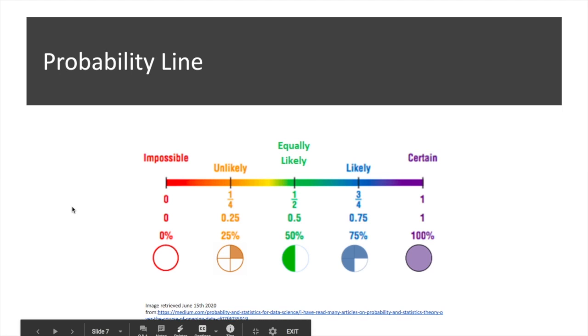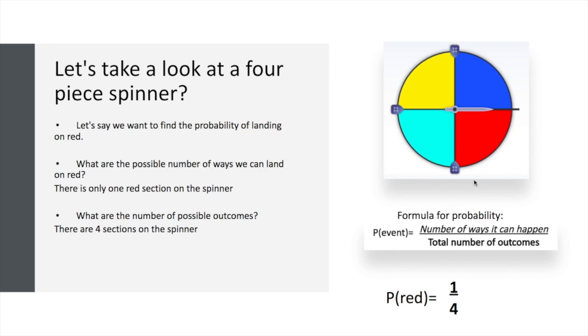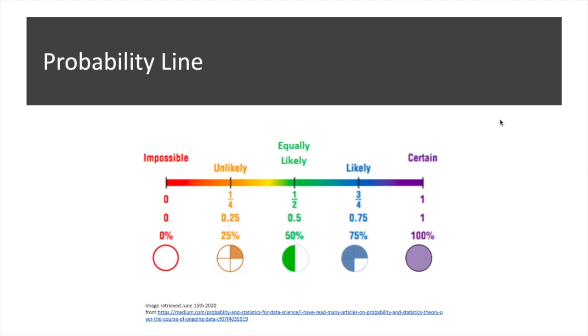So I want to draw your attention to what is called the probability line. Now, probability can be expressed with a number that falls between 0 and 1. So 0 is impossible. It can't happen. So on that spinner, if I said, what's the probability of landing on purple? Well, there's no purple section on the spinner, so it would be 0.